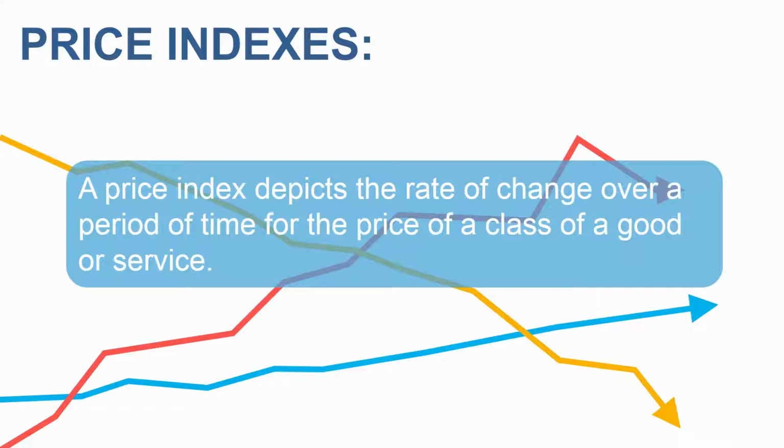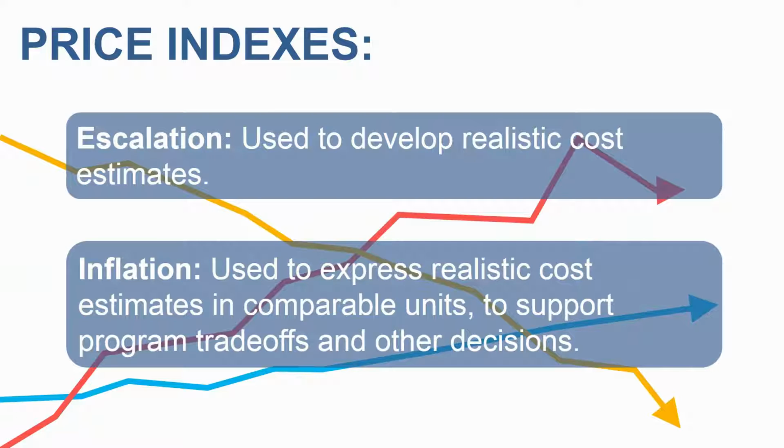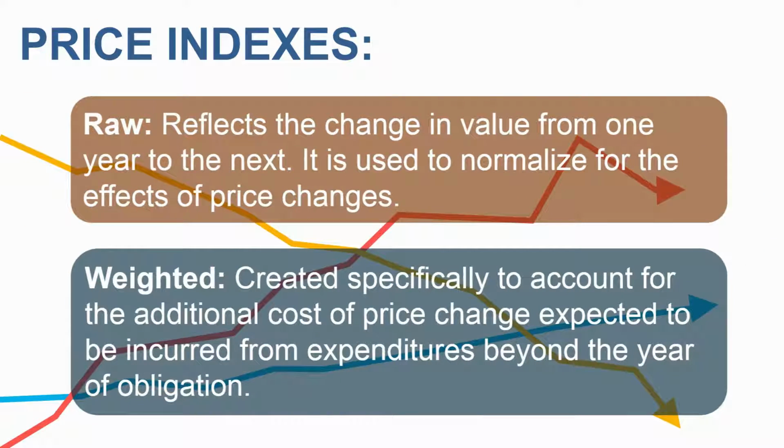Recall the concept of a price index from the first video in our series. A price index depicts the rate of change over a period of time for the price of a class of goods or services. In the earlier video, we discussed two types of price indexes, escalation and inflation, and how these indexes support developing cost figures and cost estimates. Whether you're adjusting costs with an escalation index, such as developing CERs, or adjusting with an inflation index, such as an affordability analysis, you will need to know the concepts of raw and weighted indexes.